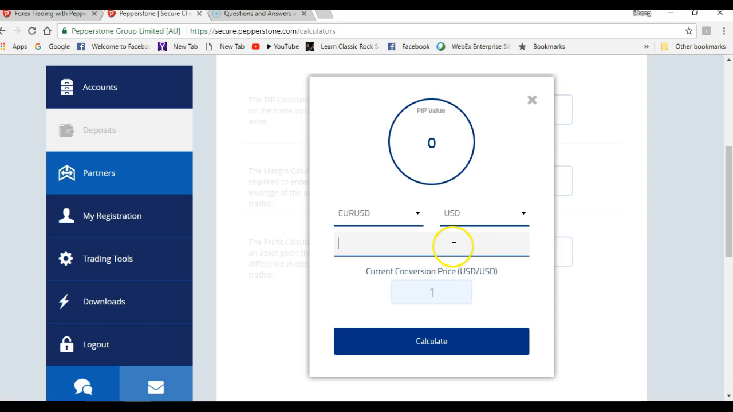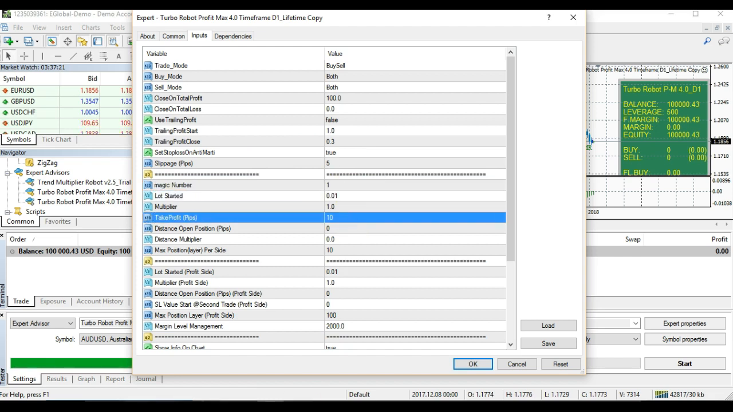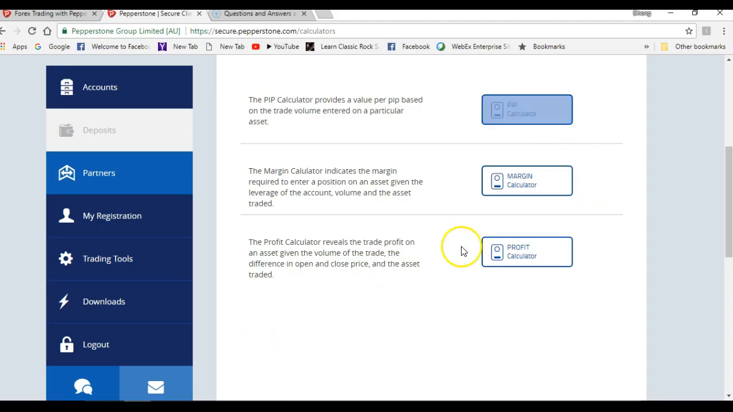Okay, so now how much is your volume in lots? It will ask you for a volume in lots. I will say that 0.01 is my starting lot size. So remember that you have that over here, you have that here. This is 0.01 here, so you can check where it is.